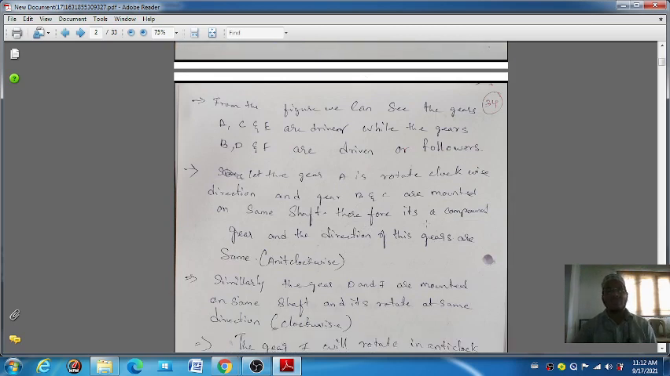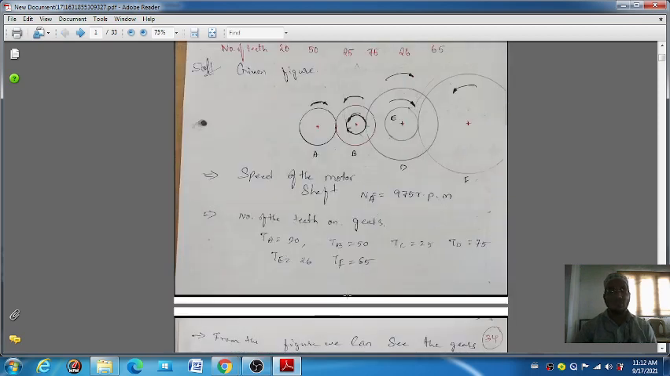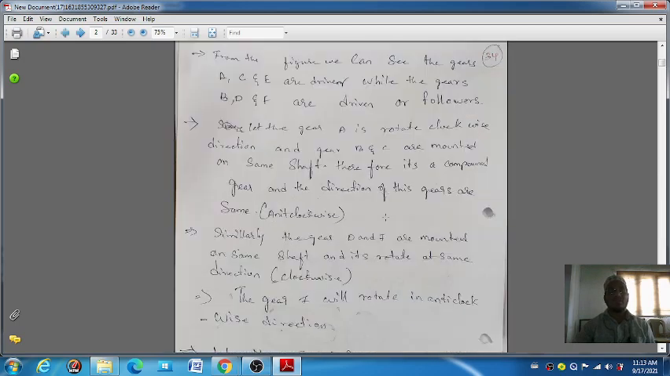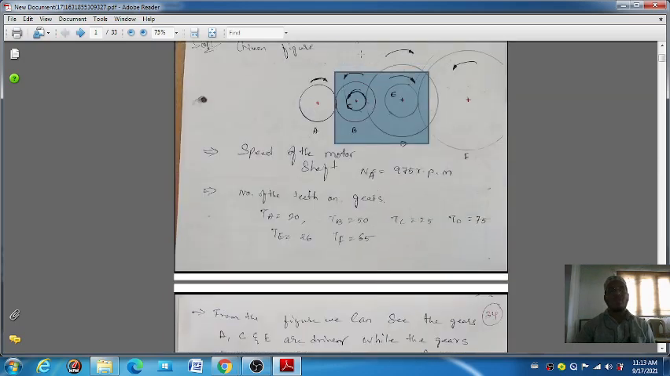Next, therefore, in the compound gear the direction of the gears is the same, anti-clockwise. Compound gear is nothing but, as you know very well, a shaft having more than one gear is called a compound gear. So here the two shafts having more than one gear are compound gears, having the same RPM also, and they are rotating in anti-clockwise direction.